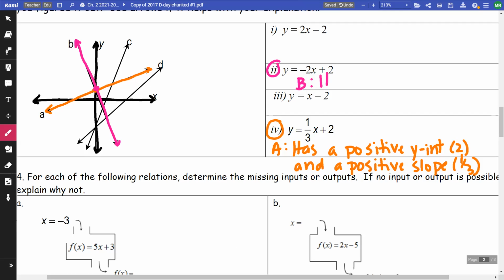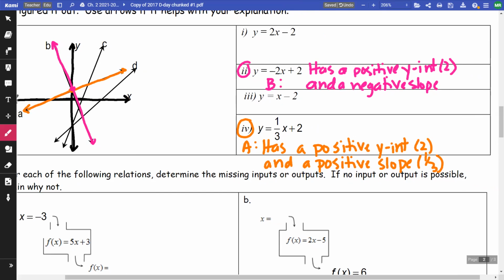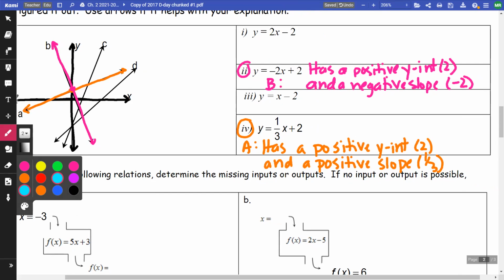So B is going to be this one here. Why? It has a positive y-intercept, and that y-intercept again is 2. And a negative slope. Okay, it's decreasing. So it has a negative slope. And in this case, that negative slope is -2. So now the other two have to be Roman numeral 1 and 3.